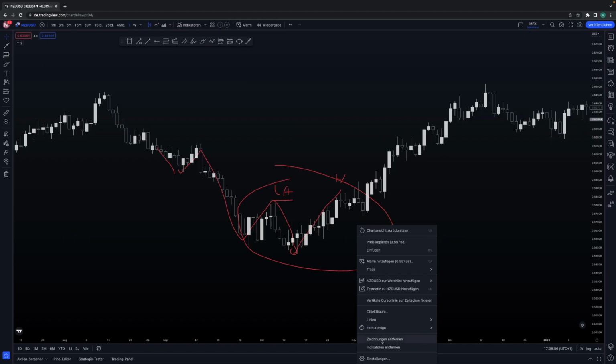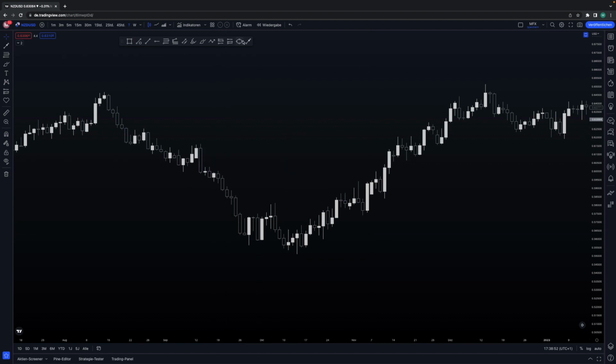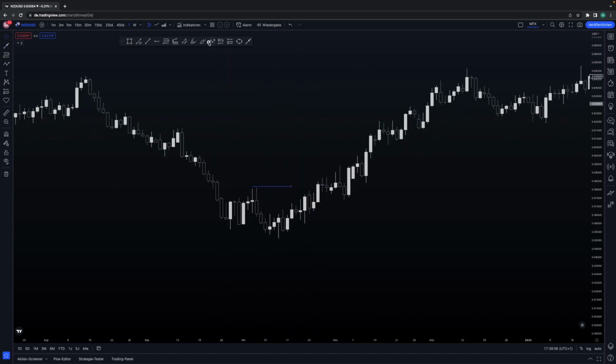So when I delete these drawings and draw this out a little bit cleaner, this was our last lower high that the market made. And the market decides now to break this lower high and create here a new high, creating a new higher low, creating a new higher high, and so on and so forth, guys. So now the question right here is how we can trade the shift in market structure.